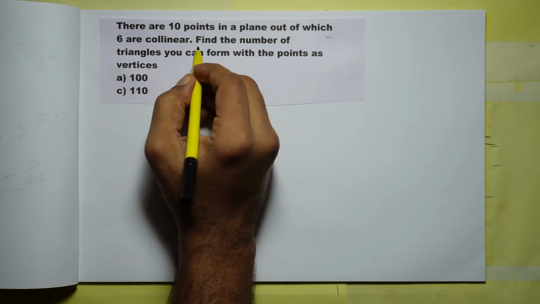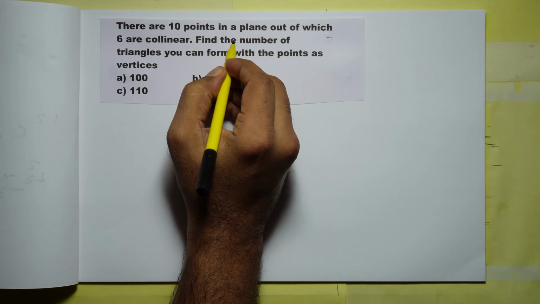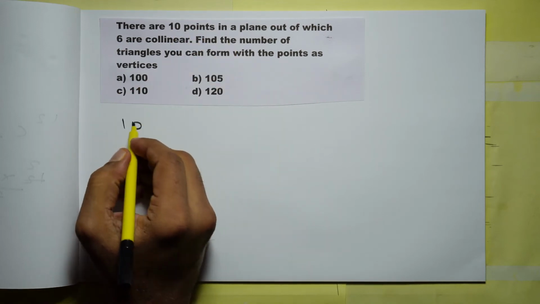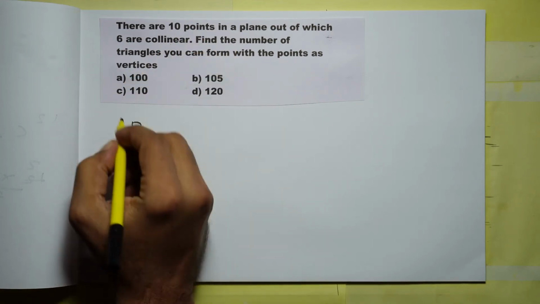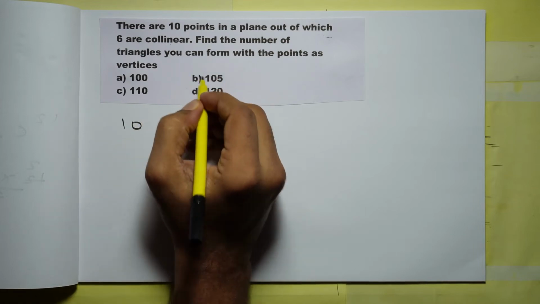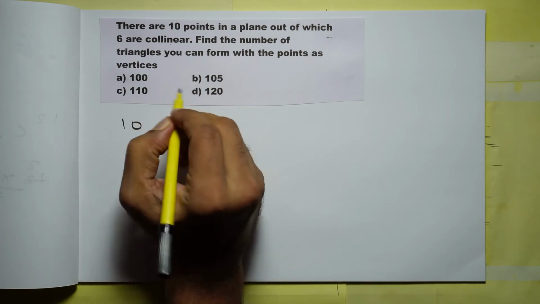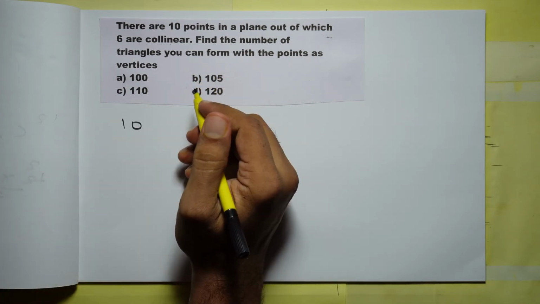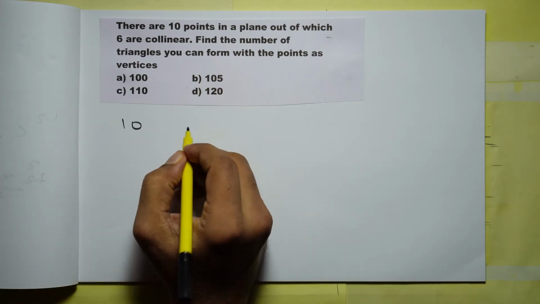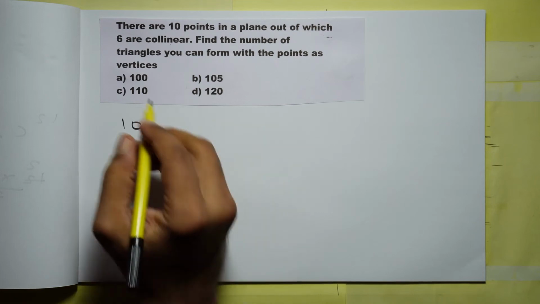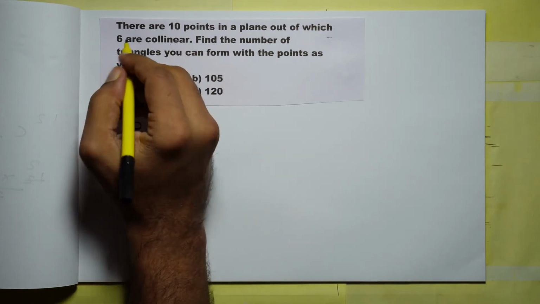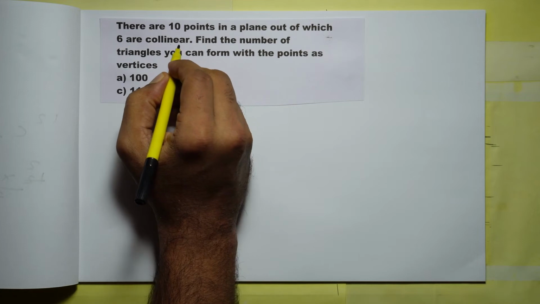Now the process for doing such questions is like this. 10 points are there. First of all, we will assume that out of the 10, no 3 of them are collinear, and we will find out the total number of triangles which we could have formed, and from that we will remove the number of triangles which we could not form, because these 6 of them are collinear.